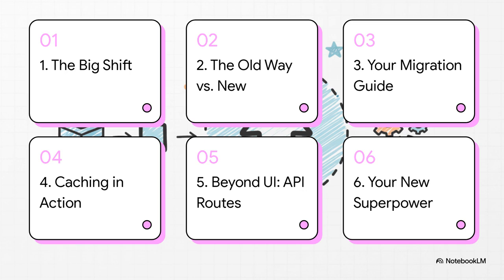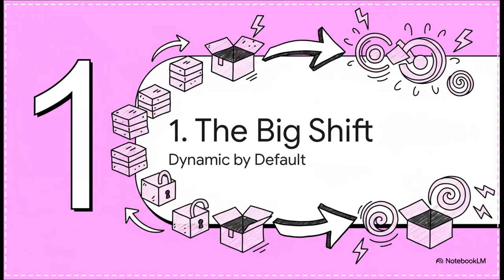So, here's our roadmap for today. We'll kick things off with the big idea, the core shift in thinking, then we'll put the old and new ways head to head. After that, we'll get practical with a migration guide, see it all working with real examples, check out how it applies to API routes, and finally, we'll talk about the new superpower this gives you as a dev. Okay, first up, the big shift.